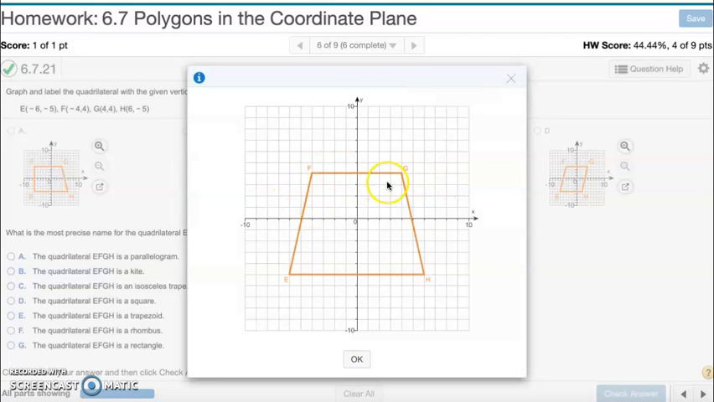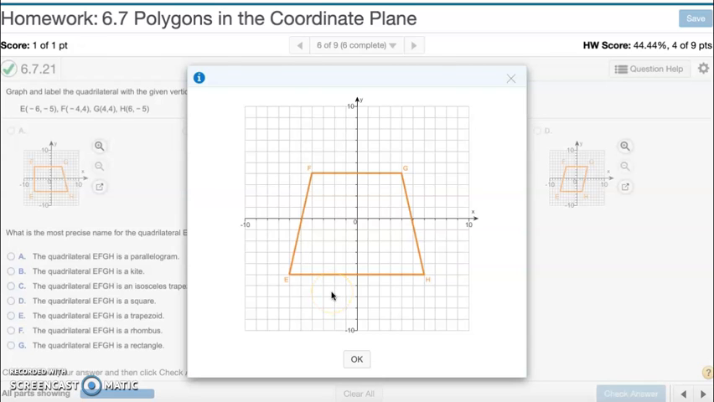It is not a parallelogram because these two sides are not parallel to each other. It is also not a square because we do not have 4 right angles and all the sides are not the same. It's also not going to be a rectangle because we do not have 4 right angles. So our choices look like they're going to be a kite, which this is not a picture of a kite, but it'll either be a kite, an isosceles trapezoid, or a trapezoid.